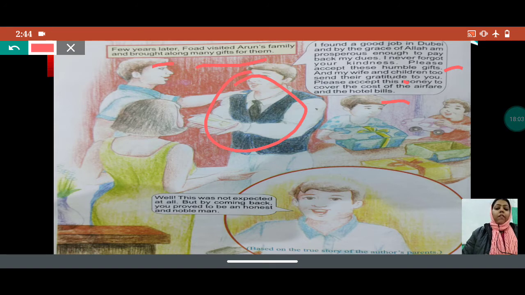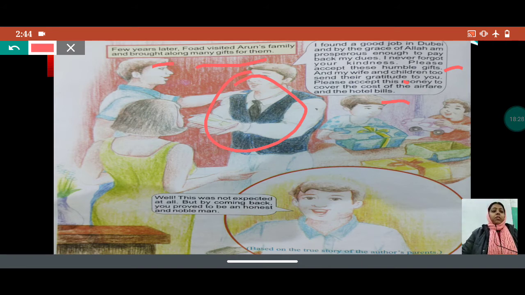Gratitude is the quality of being thankful. So they were thankful to Arun. His wife and his children were thankful to Arun for saving Ford's life, so they also sent their gratitude. Ford asked Arun to accept the money which he had taken from others in order to pay his fare.